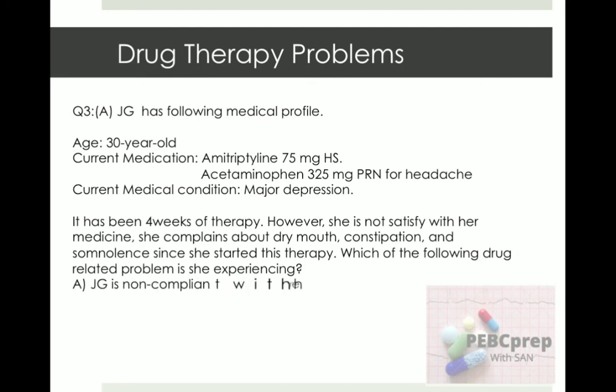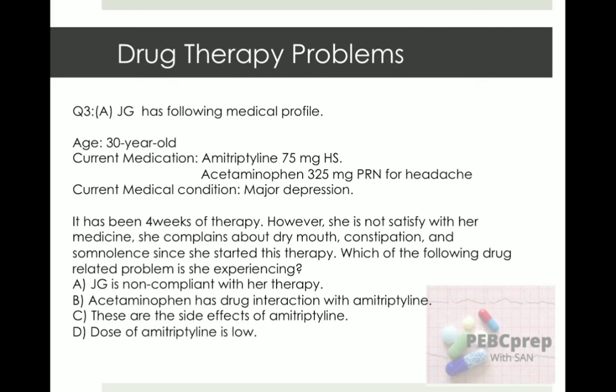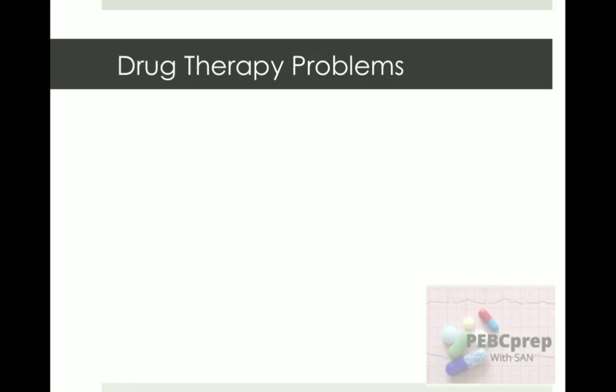Option A, JG is not compliant with her therapy. Option B, acetaminophen has a drug interaction with amitriptyline. Option C, these are the side effects of amitriptyline. Option D, the dose of amitriptyline is low. So the answer is C. These are the side effects of amitriptyline, which are like the anticholinergic side effects of TCAs.